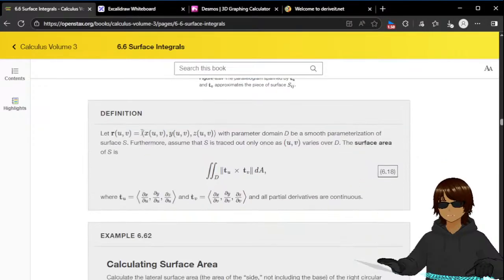Let r(u,v) = (x(u,v), y(u,v), z(u,v)) with parameter domain D be a smooth parameterization of surface S. Furthermore, assume that S is traced out only once as (u,v) varies over D. The surface area of S is the double integral over D of the magnitude of tu cross product tv dA.